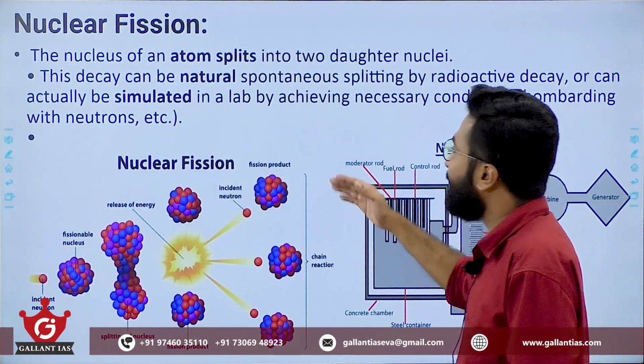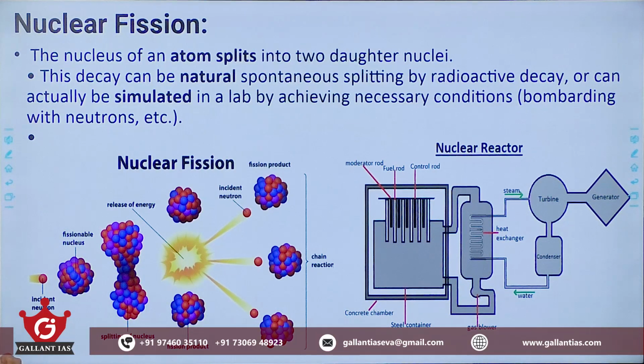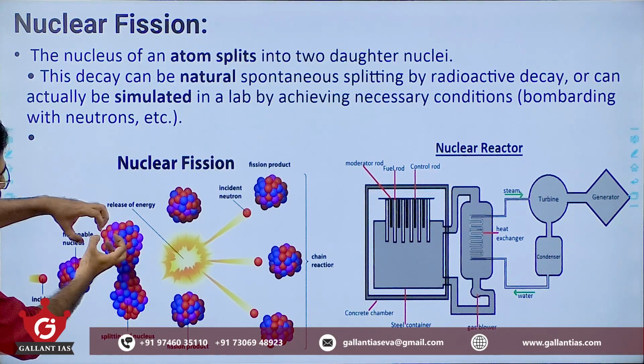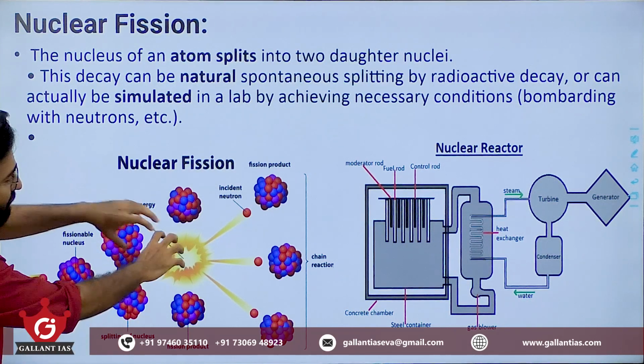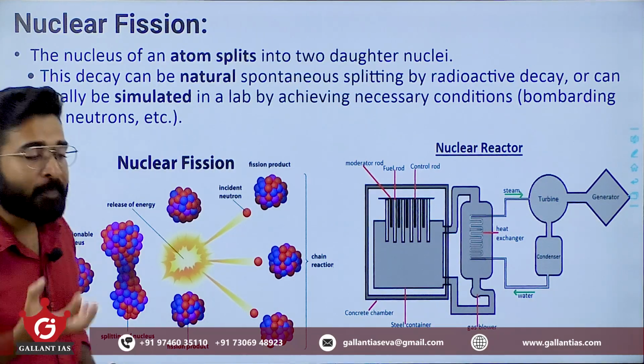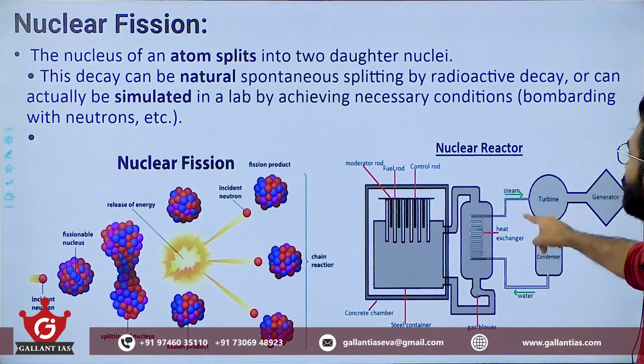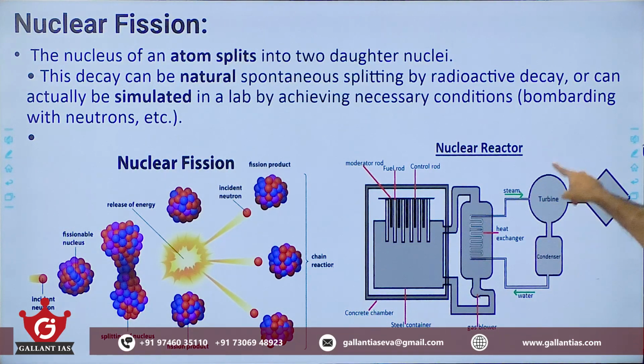In nuclear energy, we can see nuclear fission and nuclear fusion. What is the difference between nuclear fission and nuclear fusion? In nuclear fission, a single nucleus of uranium is bombarded with a neutron, and this single nucleus is split into two. In that process, an immense amount of energy is released. This immense amount of energy is heat energy. This heat energy will be used to convert water into steam, and that steam will be used to run a turbine, and the rotation of this turbine will create electricity.